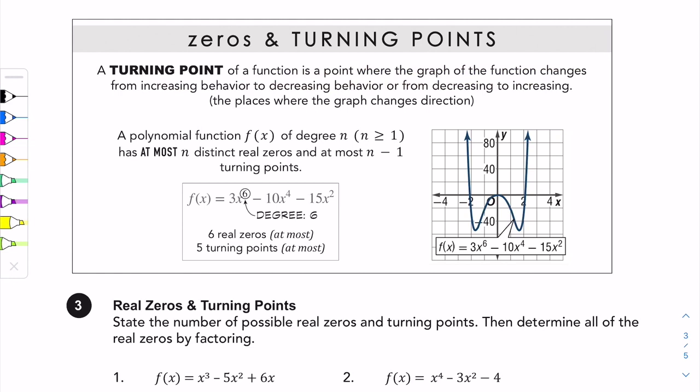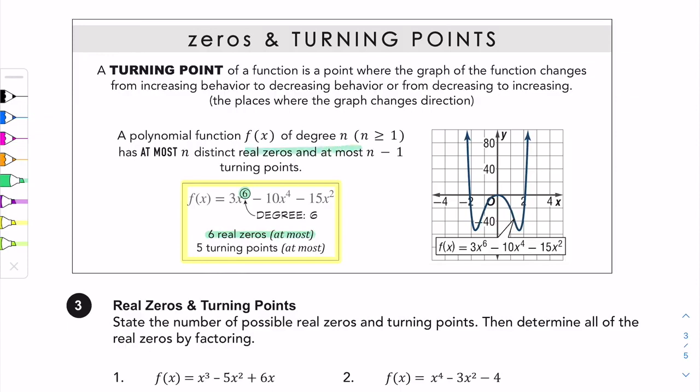A polynomial function of degree n, being any number larger than 0, has at most n distinct real zeros and at most n minus 1 turning points. So what does this mean? Well, if we put this into perspective, we can look at this example right here. The mathematical description says if the degree is n, then it has n distinct real zeros. If the degree is 6, that means it has 6 real zeros.